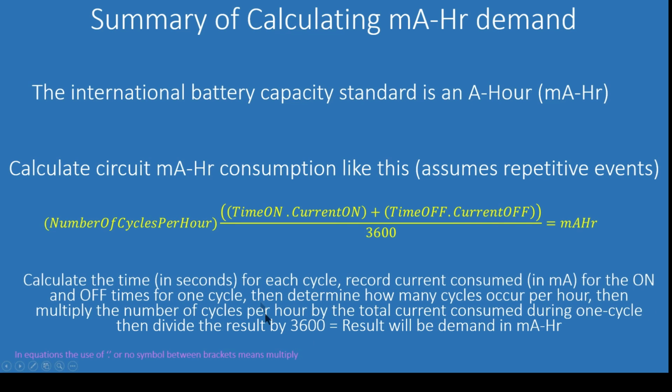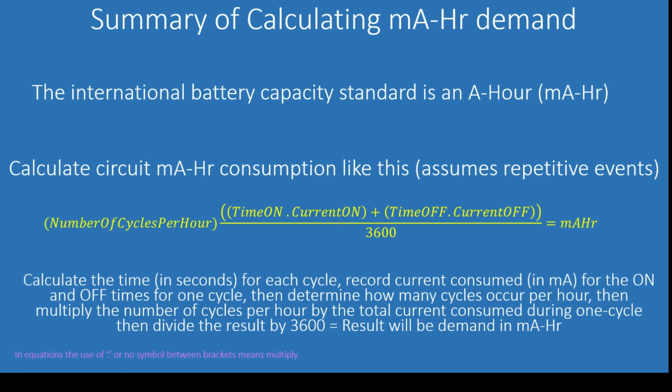In formulas, if there is no operator between terms, it's a multiplication, and in prose in English, it's calculate the time in seconds for each cycle, record the current consumed for the on and off times for each cycle, determine how many cycles occur per hour, then multiply the number of cycles per hour by the total current consumed during one cycle, and divide the result by 3600, 1 hour, and the result is the demand in milliampere hours.